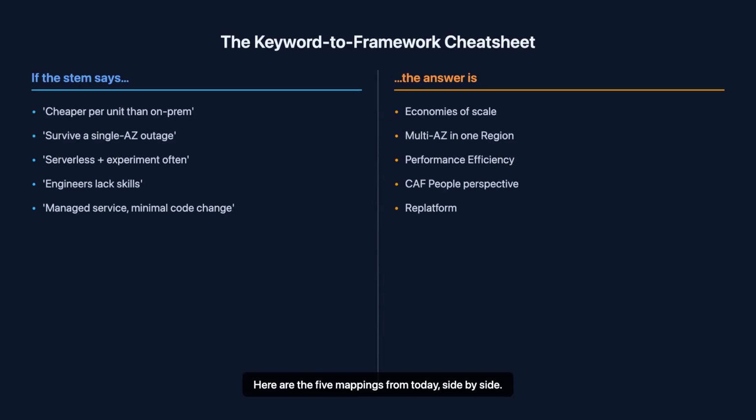Here are the 5 mappings from today, side by side. Cheaper per unit than on-prem maps to economies of scale. Survive a single AZ outage maps to multi-AZ in one region. Serverless plus experiment often maps to performance efficiency. Engineers lack skills maps to the CAF people perspective, and managed service with minimal code change maps to re-platform. 5 stems, 5 answers. Burn these into reflex.